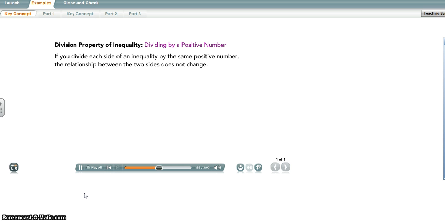The division property of inequality for dividing by a positive number states that if you divide each side of an inequality by the same positive number, the relationship between the two sides does not change. If A is less than B, then A divided by C is less than B divided by C for all numbers A, B, and C, where C is greater than 0.